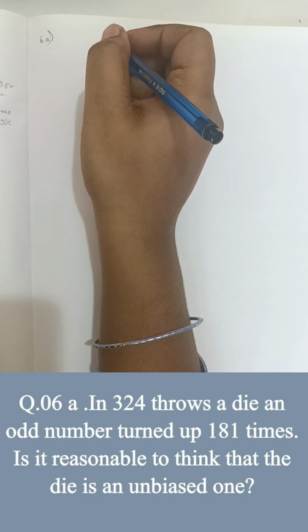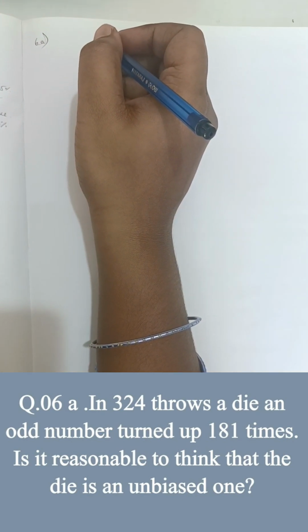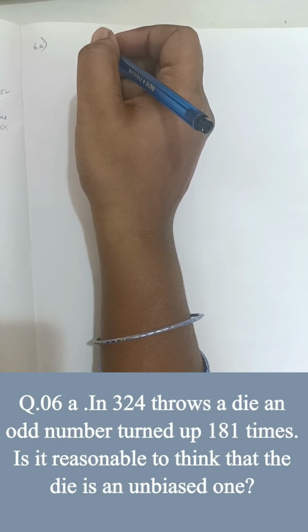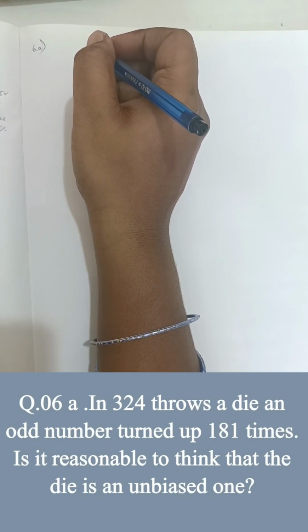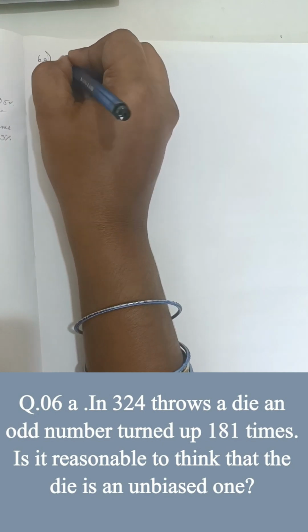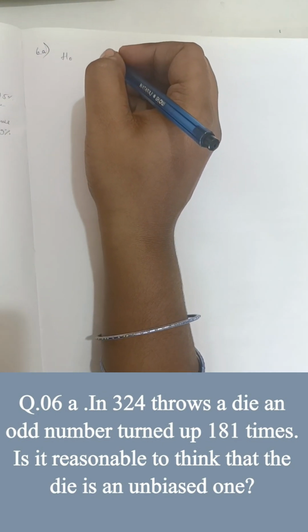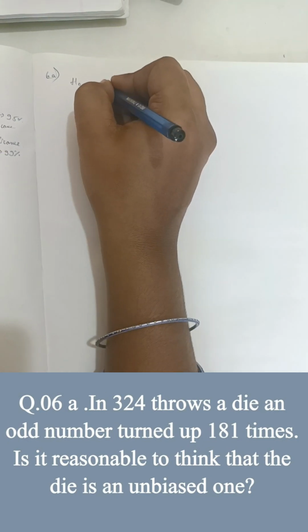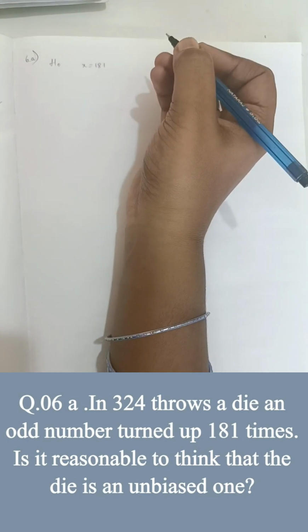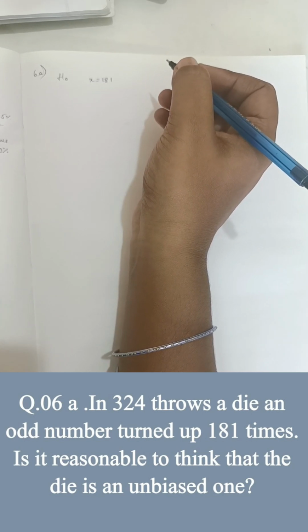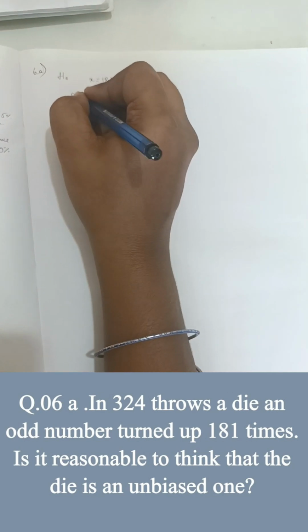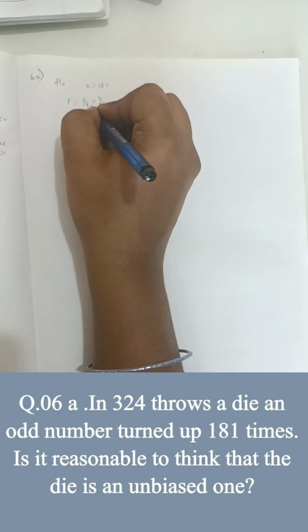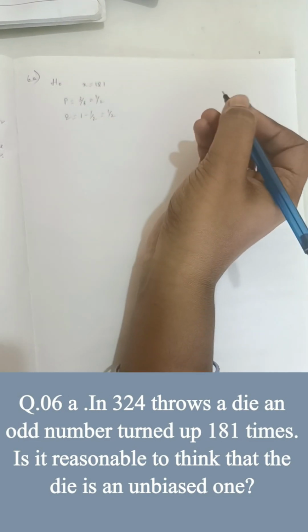6a. In 324 throws of a die, an odd number turned up 181 times. It is reasonable to think that the die is an unbiased one. H naught will be taken as the die is unbiased, given that the observed number of successes is x equals 181. The probability of getting an odd number is p equals 3 by 6, that is 1 by 2. q will become 1 minus 1 by 2, which is equal to 1 by 2.